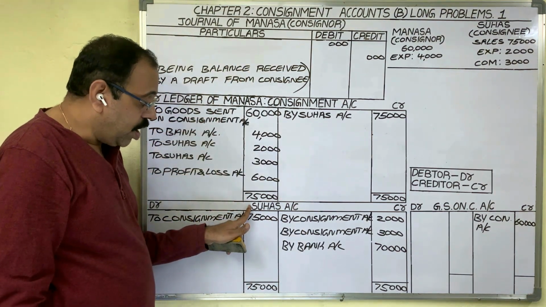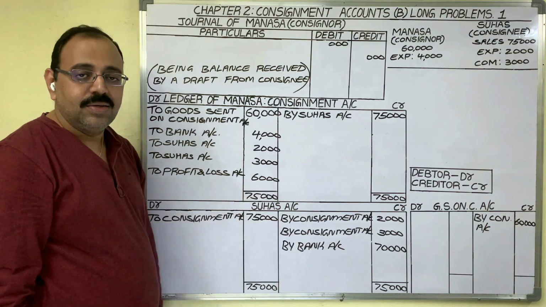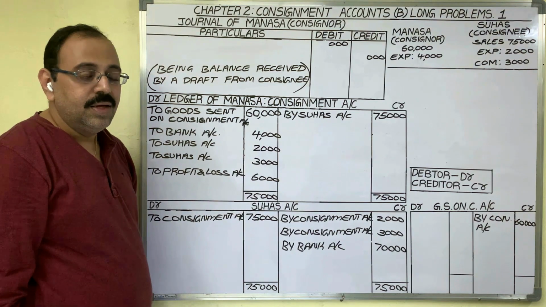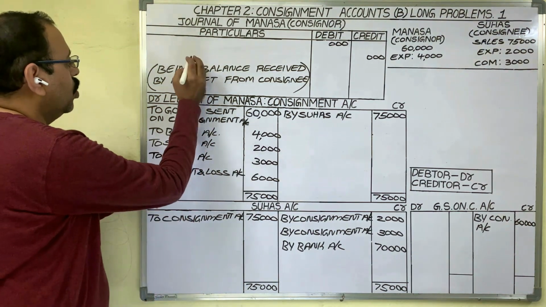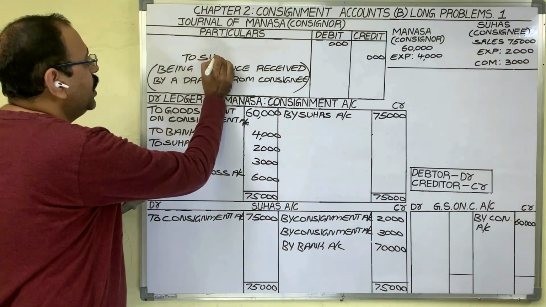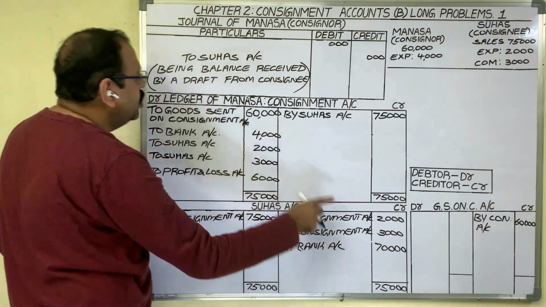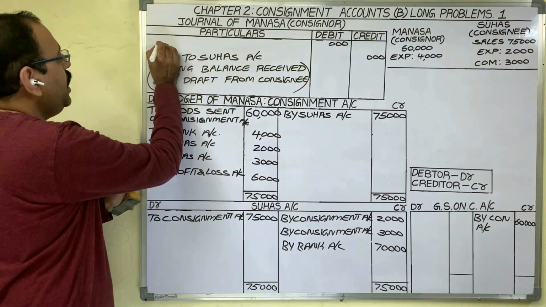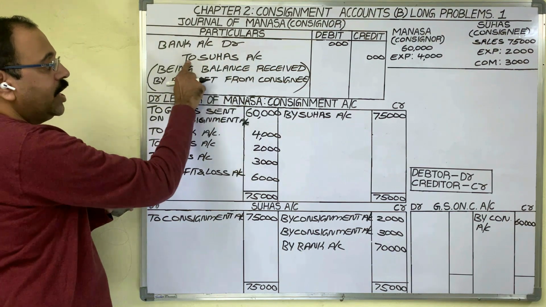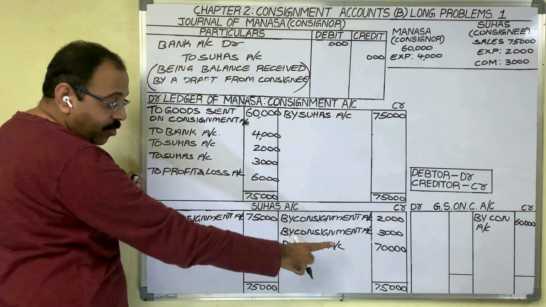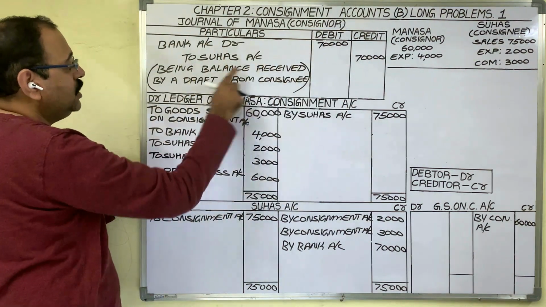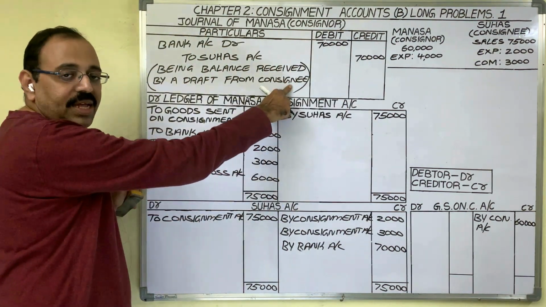In Suhas account, we credited bank. In Suhas account, if you want to post on the credit side, in the journal entry also, Suhas account is to be credited. We wrote by bank, no? So, on the debit side we have to write bank account debtor. Final entry is bank account debtor to Suhas account, amount 70,000. Narration: being balance received by a draft from consignee.